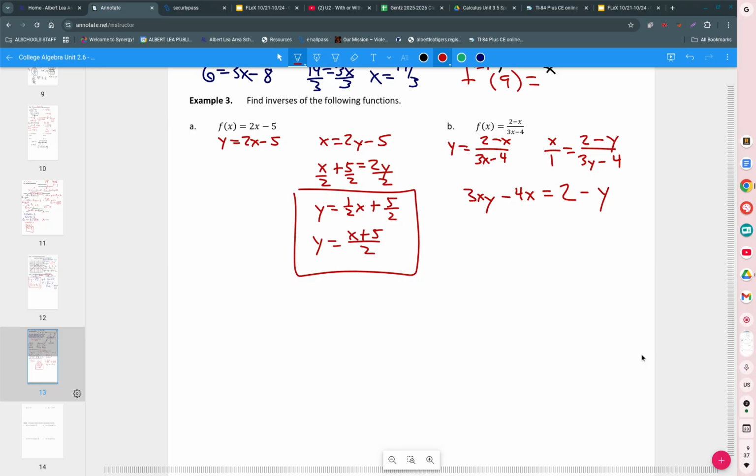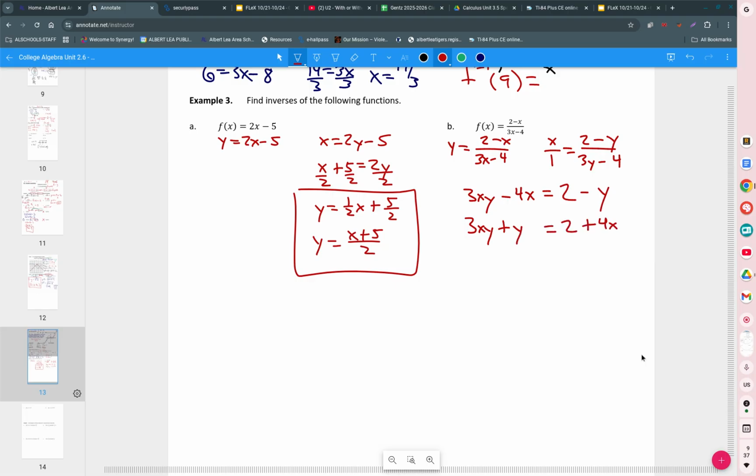I'm trying to solve for y, but the problem with solving for y is that there's how many? 2. What do I do? Oh, did we do that once before? Yeah. Your teacher thought about the skill that you're going to need at this time and prepared you back in Unit 1. Yes, we did. We're going to gather all the y's on one side. 3xy plus y is equal to 2 plus 4x.